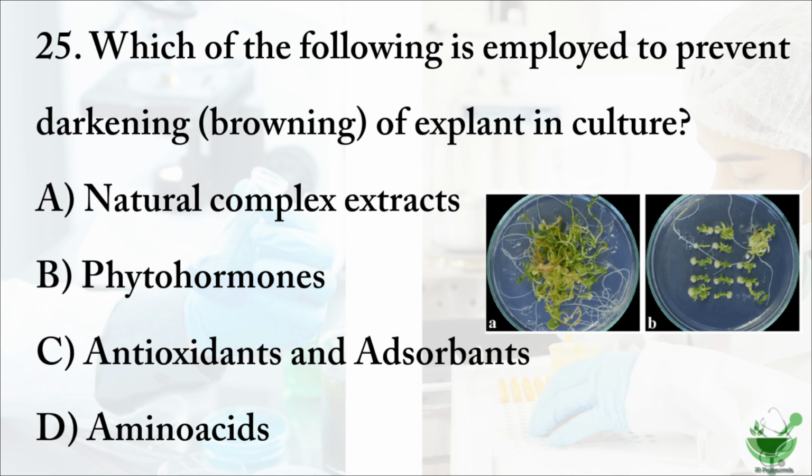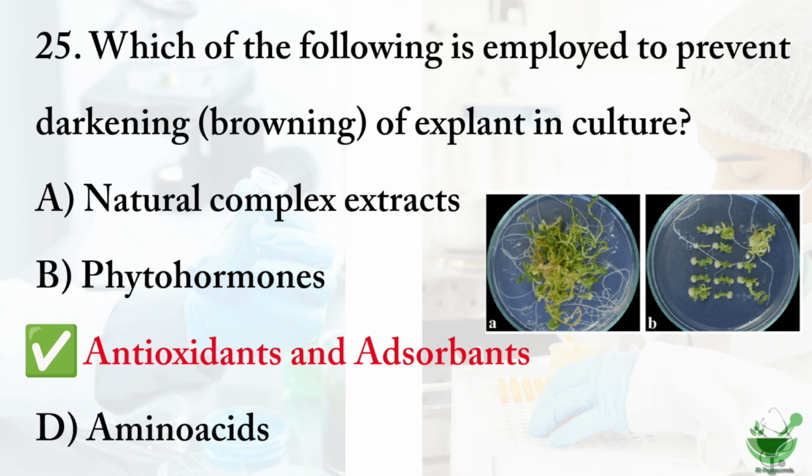Question number 25. Which of the following is employed to prevent darkening or browning of explants in culture? Option A, natural complex extracts. Option B, phytohormones. Option C, antioxidants and adsorbents. Option D, amino acids. The correct option is option C, antioxidants and adsorbents.